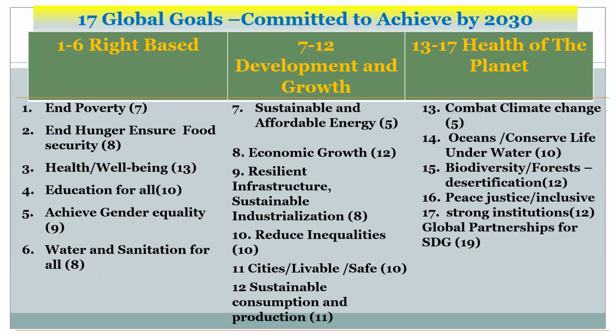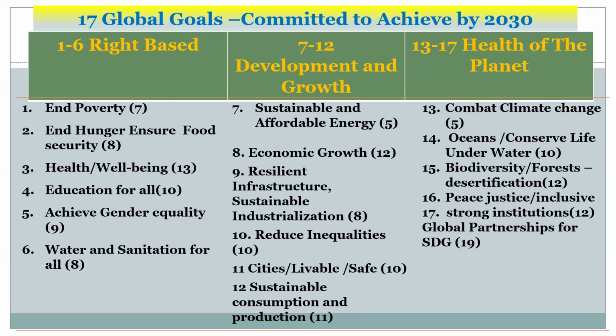Goals 1 to 6 are rights-based, that is, fundamental and human rights: end poverty, end hunger, health and well-being, education, achieve gender equality, water and sanitation. Goals 7 to 12 are based on development and growth. What we are supposed to do is make these goals 7 to 12 follow the targets in order to develop and grow according to sustainable development.